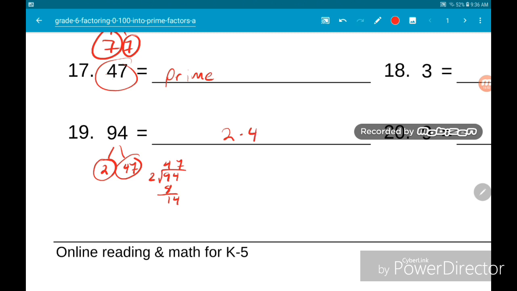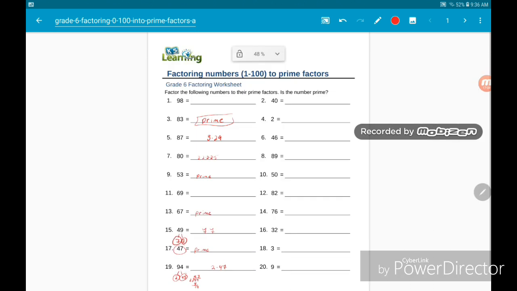2 times 47. That's the prime factorization. We took one number and broke it down to its prime factors using the factor tree. I'm sure you've seen it before. It's called the factor tree.